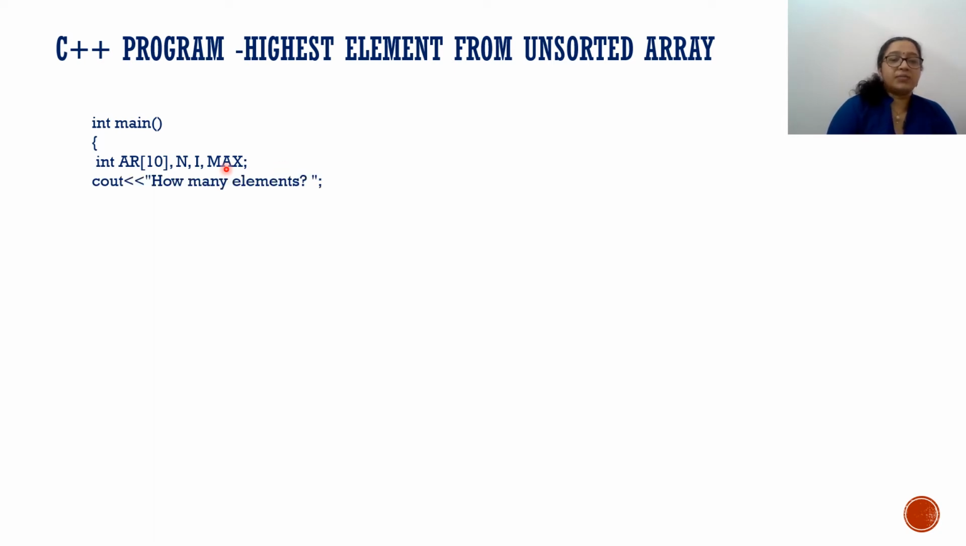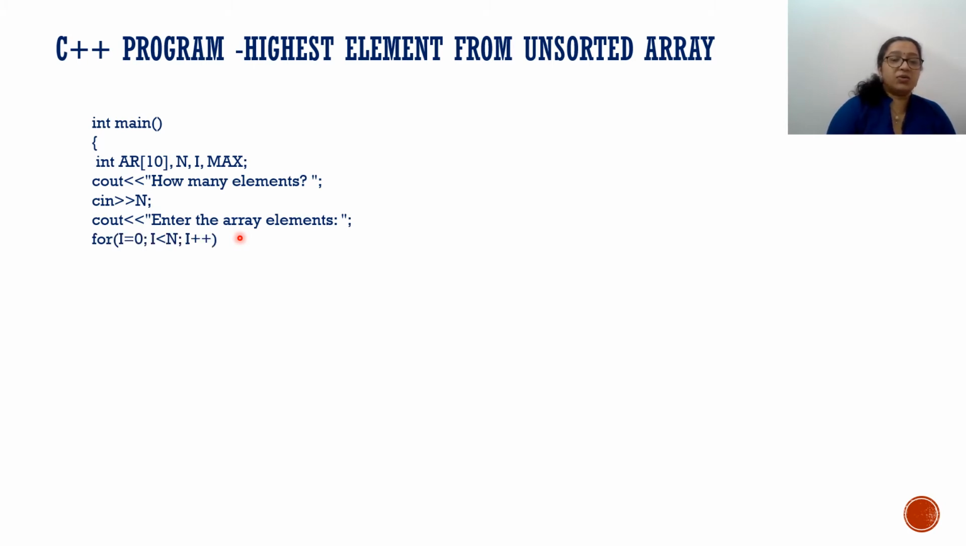Now the prompt for the user, how many elements we need for that array. So this is the prompt we are giving to the user. cin >> N. So N is the variable we are using for the limit. Now the next is to enter the array elements. This is another prompt for the user to enter the elements in that array.